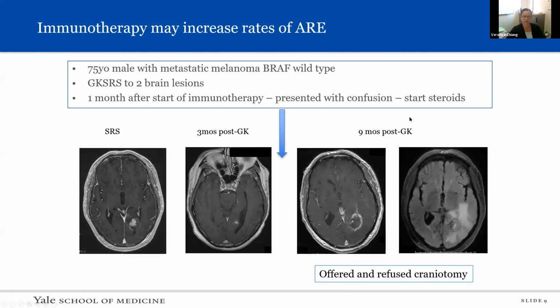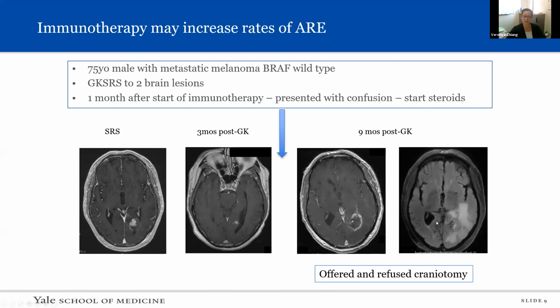So this is a 75-year-old gentleman with metastatic melanoma. All the way to the left, he had this lesion treated with radiosurgery. 3 months later, a nice response. He then starts immunotherapy, and 1 month later, he presents with confusion. And you can see the lesion has regrown to its original size. It's got a lot of edema around it.